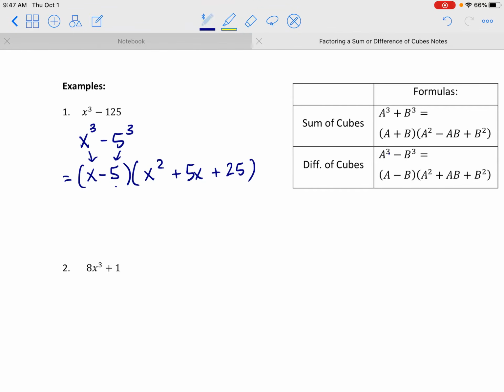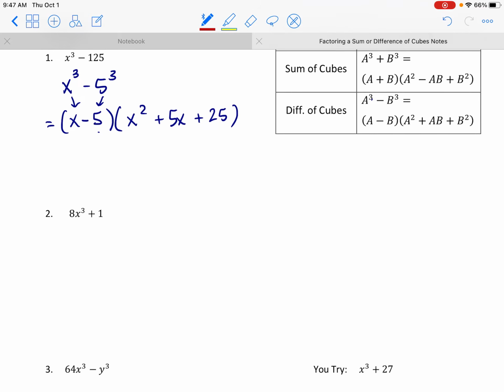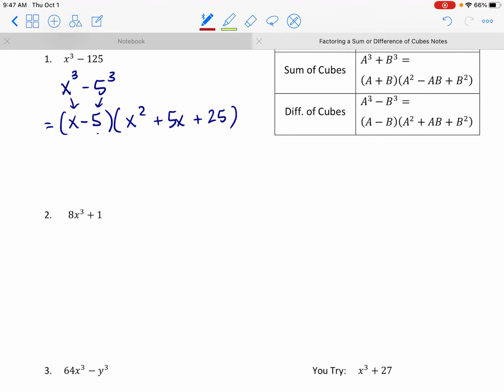Okay, so there it is. Let me show you again. Let's see, 8x cubed plus 1. No matter what I'm doing here, I've got to start by rewriting these terms as cubes. So what am I cubing to get an 8 and an x cubed? Well, 2 cubed is going to make 8, and obviously x cubed will make x cubed.